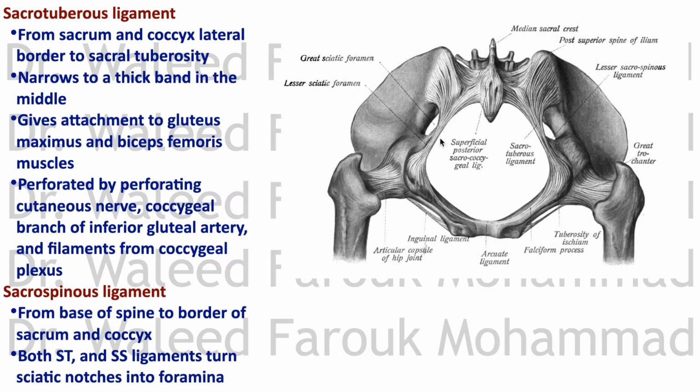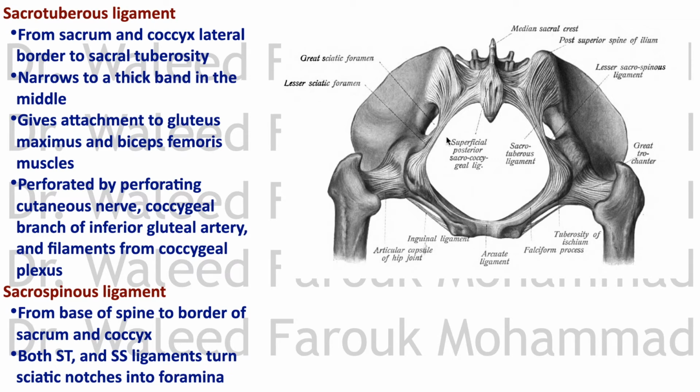This is the aperture, or the pelvic outlet. This ligament is perforated by the perforating cutaneous nerve, by branches from the inferior gluteal artery, and filaments from the coccygeal plexus. All these pierce the ligament, and in the real specimen you will see the structures passing through the ligament. There's another ligament. It's the sacrospinous ligament between the sacrum and the base of the spine, the ischial spine. As you can see here, this is the sacrospinous ligament.